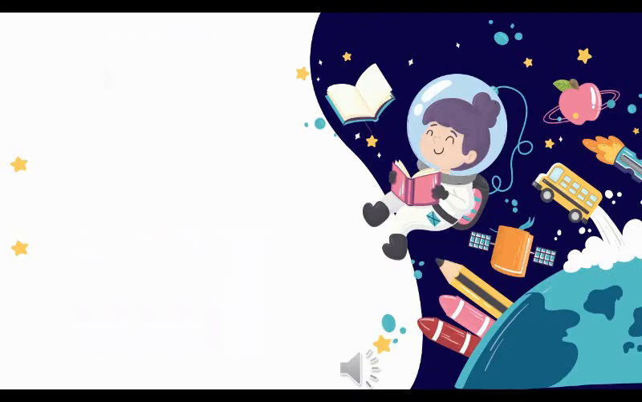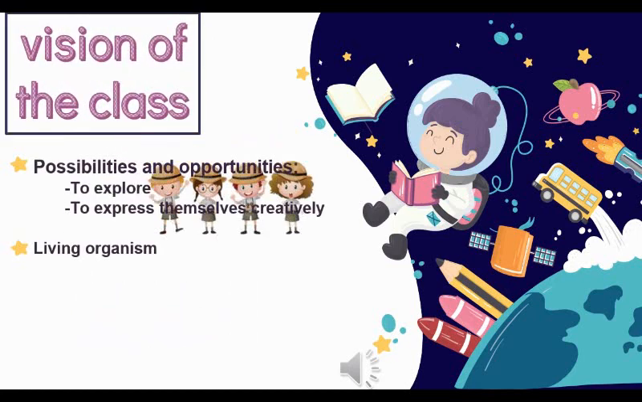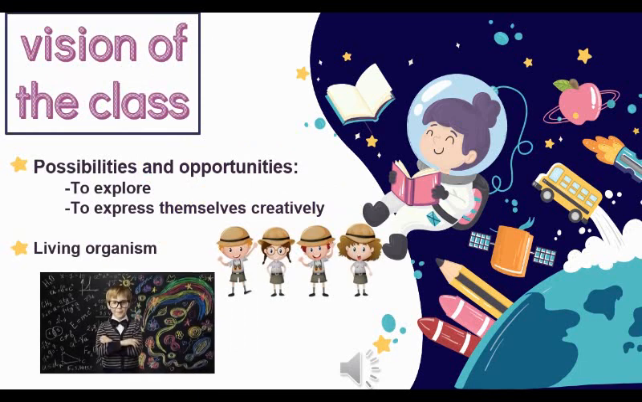Let's see the vision of the class in Reggio Emilia's model. So, the vision of the classroom in the Reggio Emilia model is to provide students many possibilities and opportunities to explore, to express themselves creatively, and they are empowered by their teachers and their learning environment. It helps children make thoughtful decisions about the materials they would like to use for different objects.